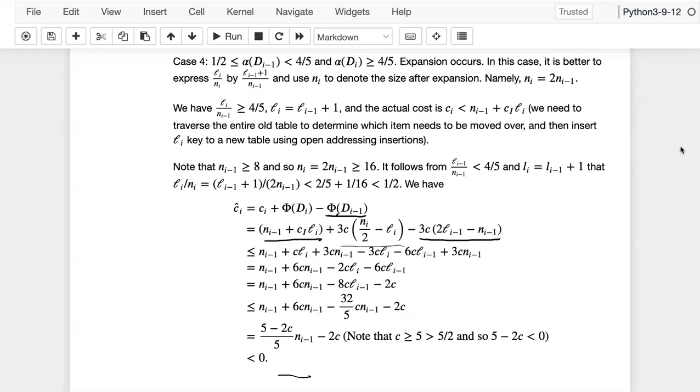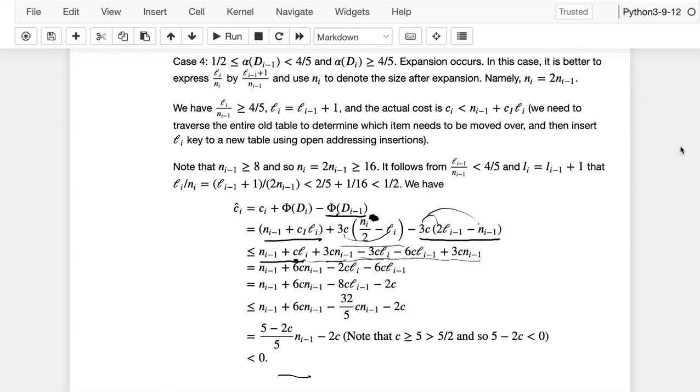So now let's do some manipulation here. So this is C sub i is less than or equal to C. Now remember n sub i is equal to 2 times n sub i minus 1, so that's why we get this. And then this goes in, we get this. And this goes in, we got 6 copies. This goes in, the negative becomes positive. So that's what we have here.